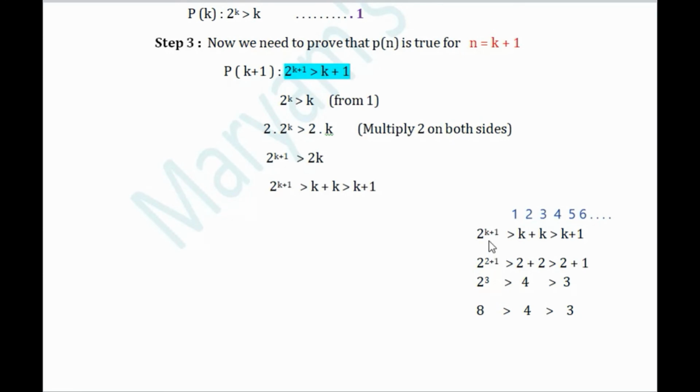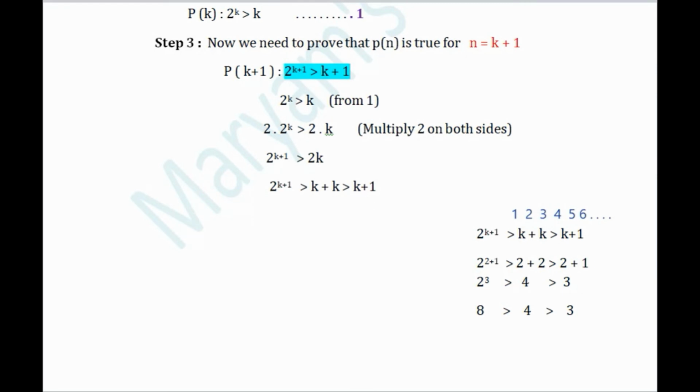2 raised to k+1, you put 2 in place of k. That is k+k is 2+2, and k+1 is 2+1. So what we get is 2 raised to 2+1, which is 2 raised to 3, which is greater than 4, and 2+1 is 3. So 2 raised to 3 is obviously greater than 4, isn't it? So if 2 raised to 3 is greater than 4, then 2 raised to 3 is obviously greater than 3. See here, if 8 is greater than 4, then 8 is obviously greater than 3. That's what I told you. 2 raised to k+1, which is greater than k+k, is obviously greater than k+1.